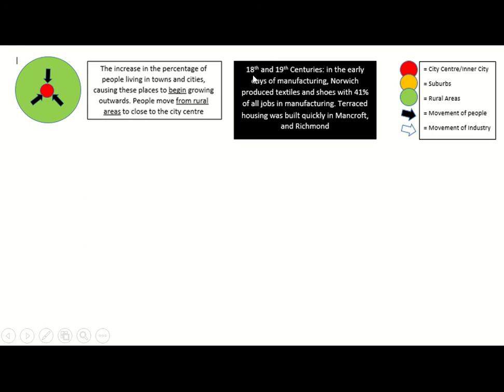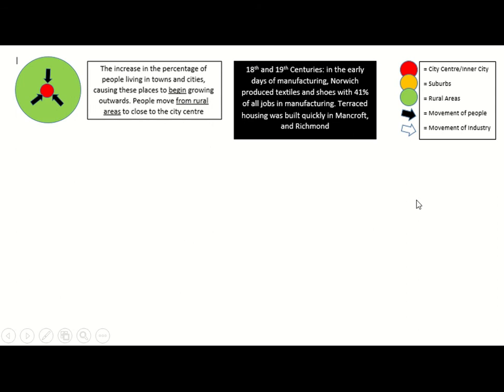So I've got 18th, 19th centuries in Norwich, and that was specifically people moving into the city to get jobs in the textile industry and shoe industry. So 41% of all jobs in Norwich were actually in manufacturing, textiles and shoes. And that was responsible for the first wave really of urbanisation to Norwich. It always existed, but it really grew and boomed in terms of its population with fewer people needing jobs in agriculture and more jobs being available in the city for manufacturing. Okay, now this is going to disappear as I go on to the next bit.